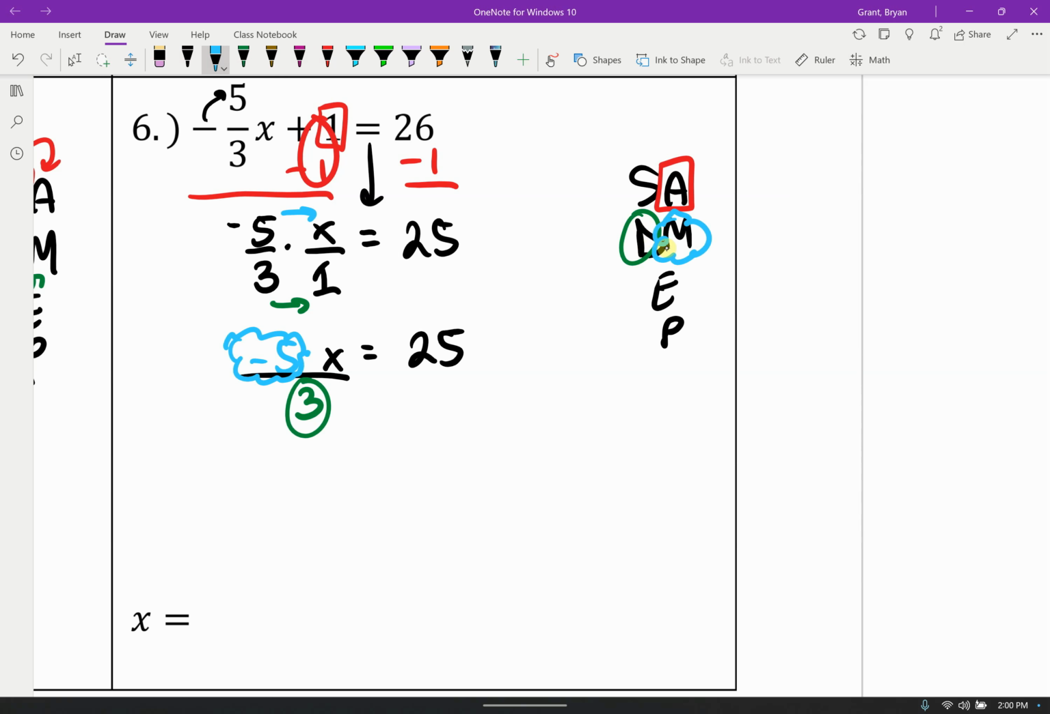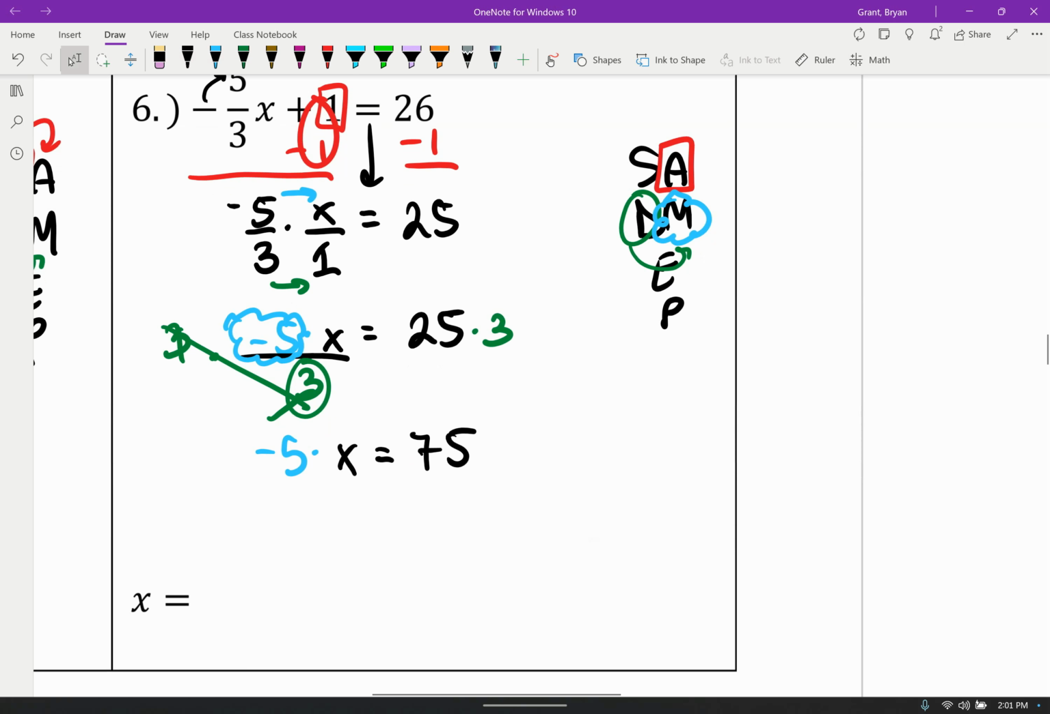Because multiplication and division are in the same line in SADMAP, you can actually undo either one first. So you could undo the negative 5 by dividing, or you could undo dividing by 3 with multiplying. And I'm going to suggest undoing division first. So I'm going to undo the dividing by 3 by multiplying both sides by 3. Anything divided by itself is 1, which we don't need to write. That leaves me with negative 5 times x, and 25 times 3 is 75.